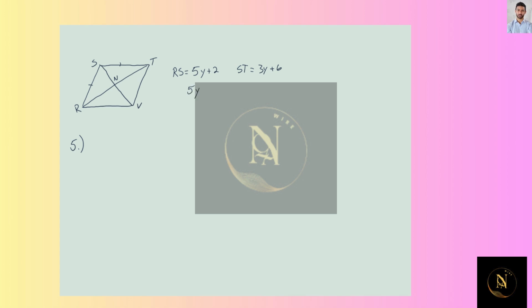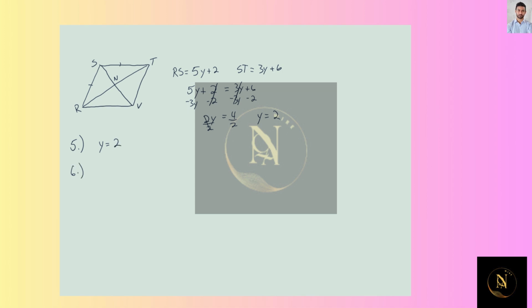So we can set up the equation 5y plus 2 equals 3y plus 6. We can subtract 3y. We can subtract 2 from both sides. This gives us 2y equals 4. Divide by 2, giving us y equals 2. So now we have the answer to question number 5, y equals 2.